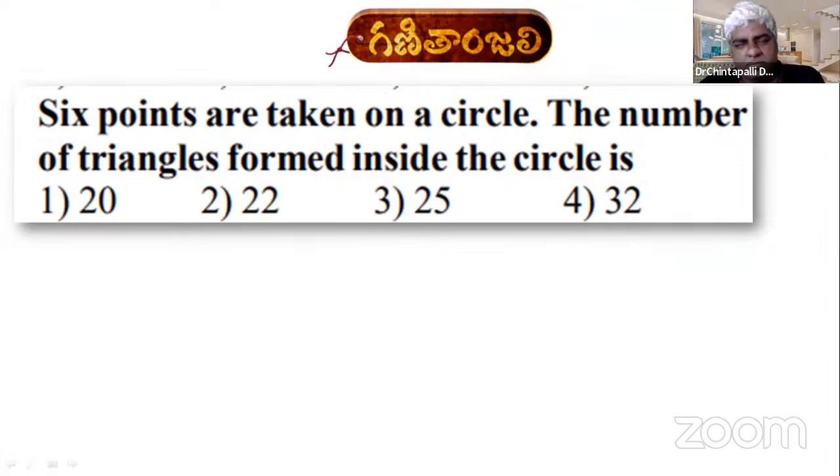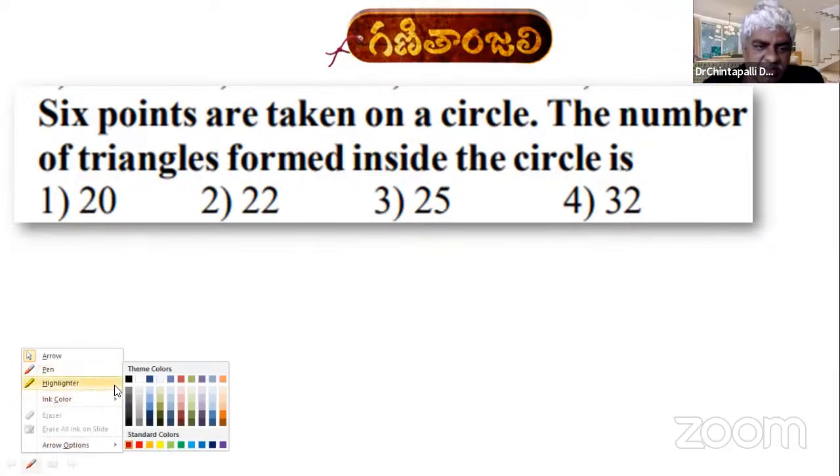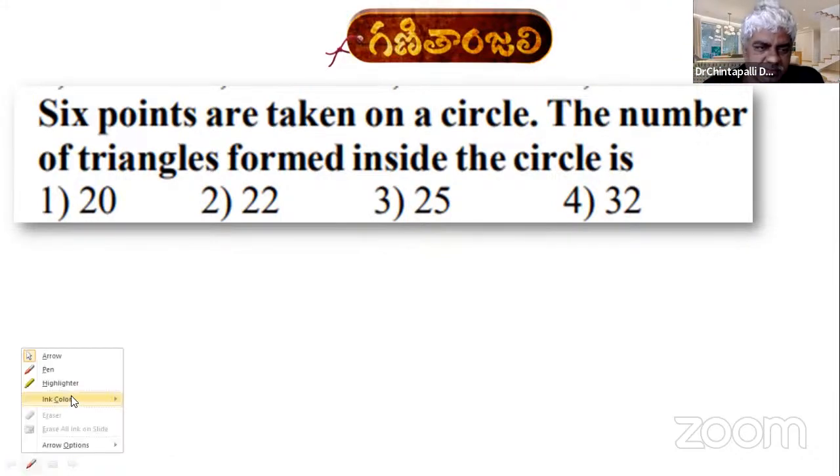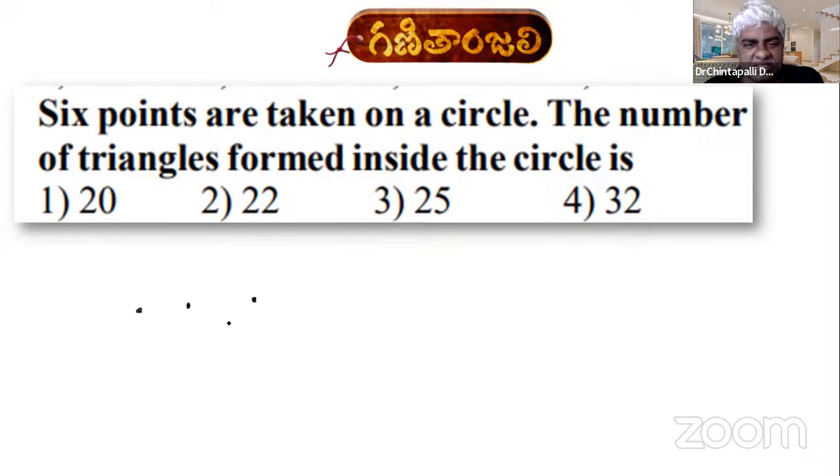Any idea about this question? 6 points are taken on a circle. The number of triangles formed inside the circle is? Let's do some experiments. I'm giving 3 points. Draw as many triangles as possible with these 3 points. How many triangles can be drawn with these 3 points? None, sir.